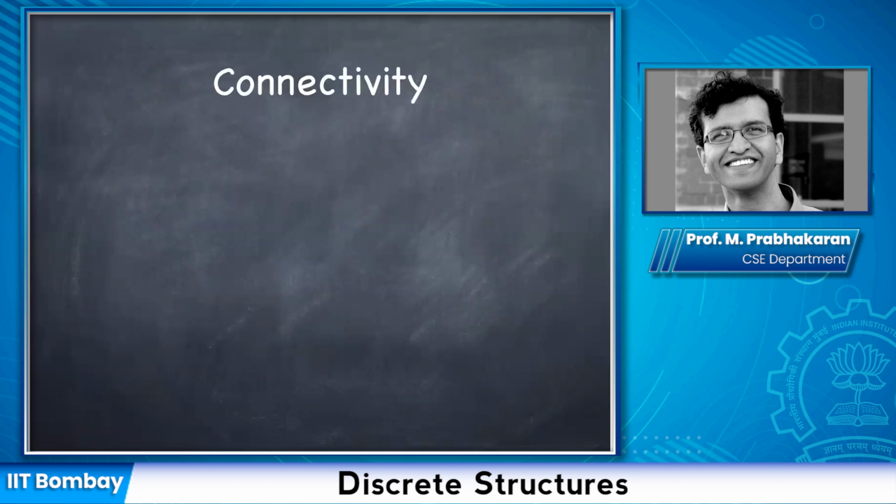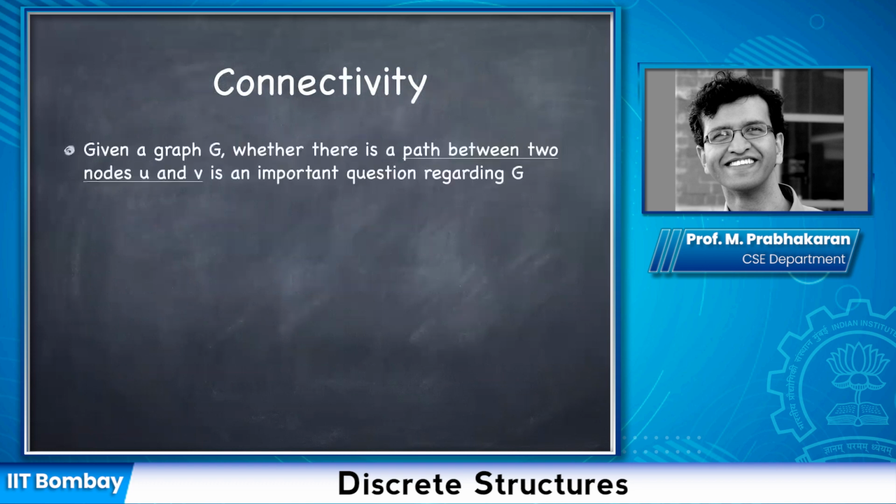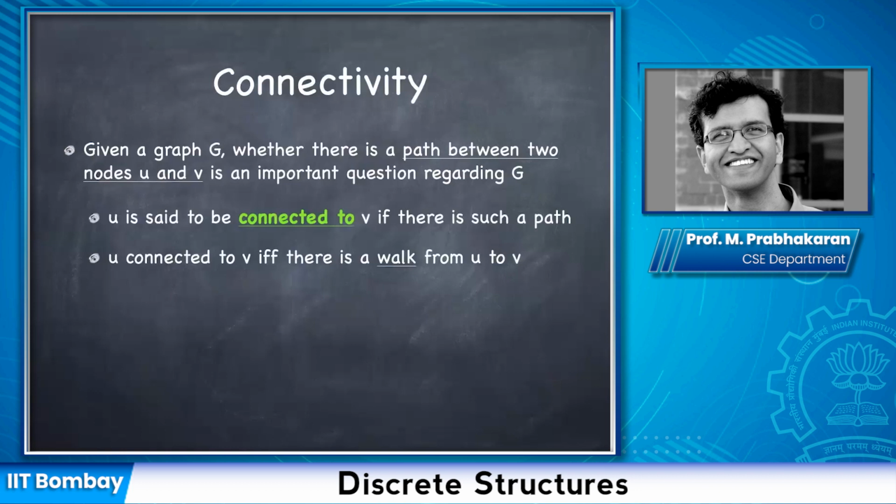Another such notion that's important in graph theory is the notion of connectivity. It's defined in terms of walks or paths. So let me define it in terms of paths. If there is a path between U and V, then U and V are connected. They are not connected in the sense that there is an edge between them, but there is a sequence of edges you can take from U to get to V. So U is said to be connected to V if there is such a path.